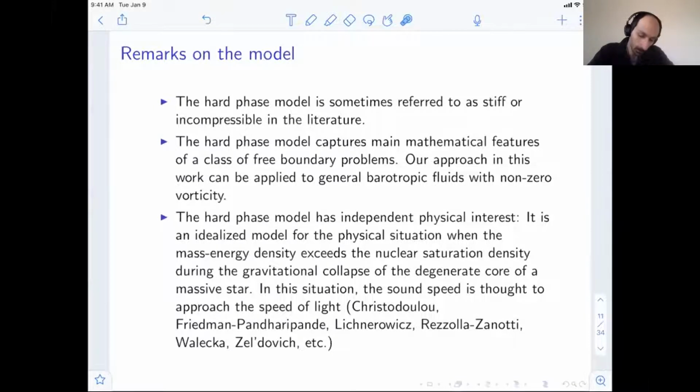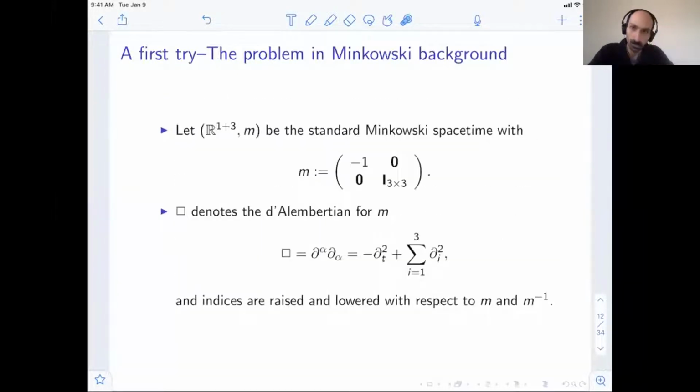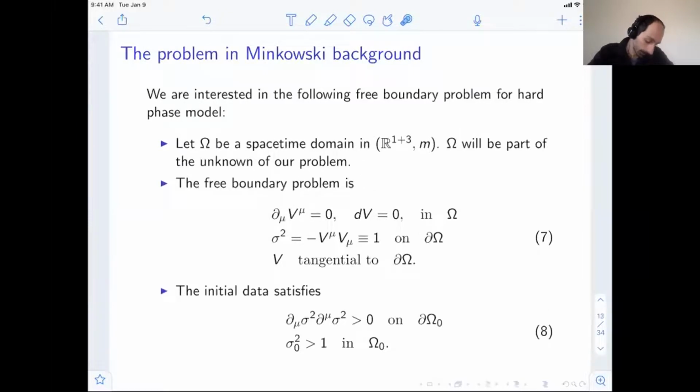Now I'm going to talk about this first. Like I said, first I'll talk about the case of a fixed background, and then I'll come back to Einstein. So for the fixed background, again, I'll denote the metric by M. It's just Minkowski, and box is the Minkowski box. The equations again reduce in this case to the following. In this case we have a preferred set of coordinates. I will work with the rectangular coordinates in R^{1+3}.